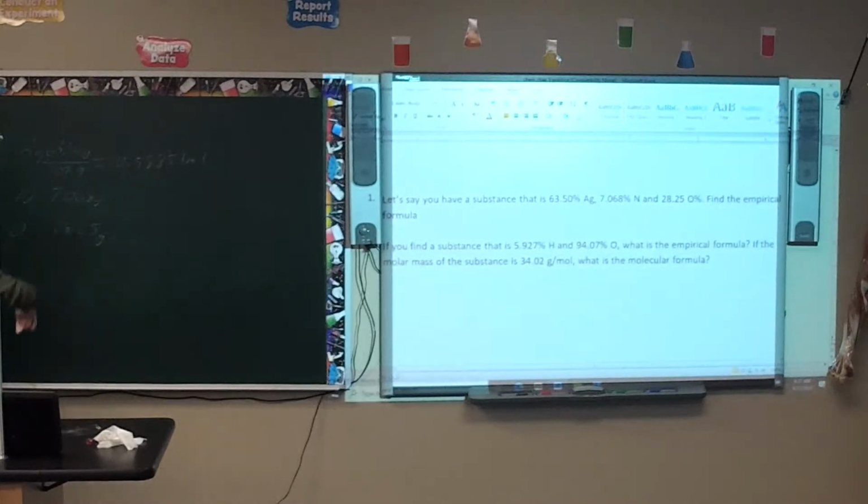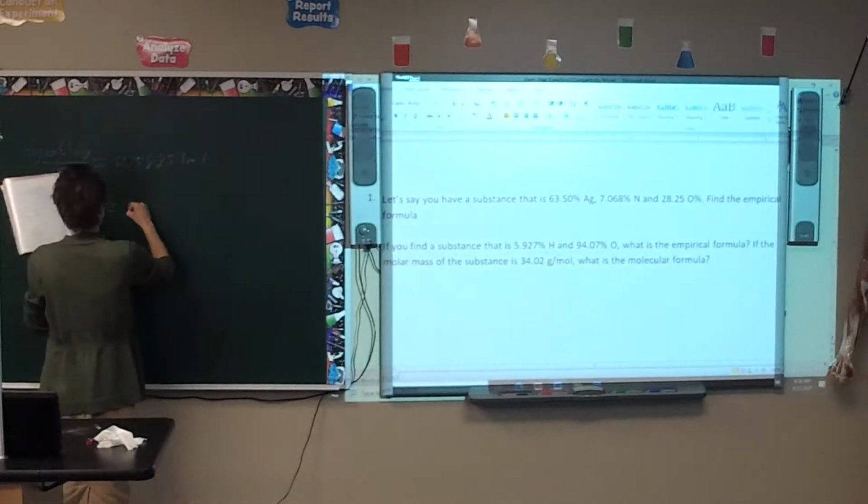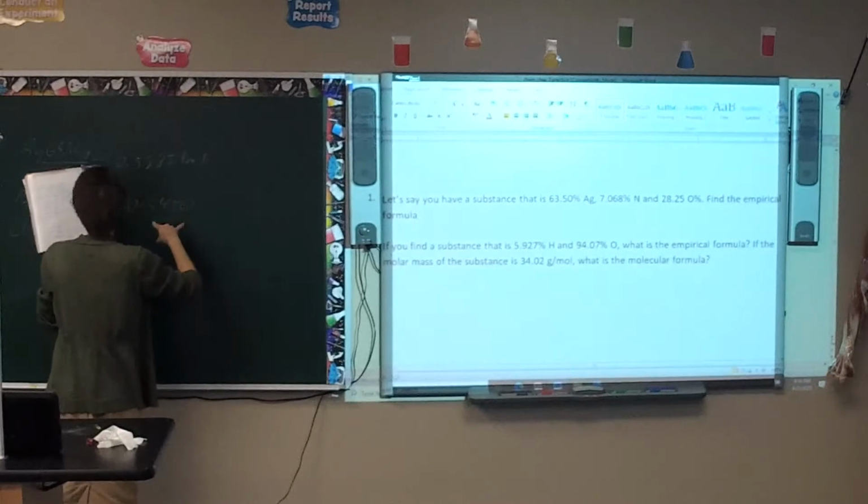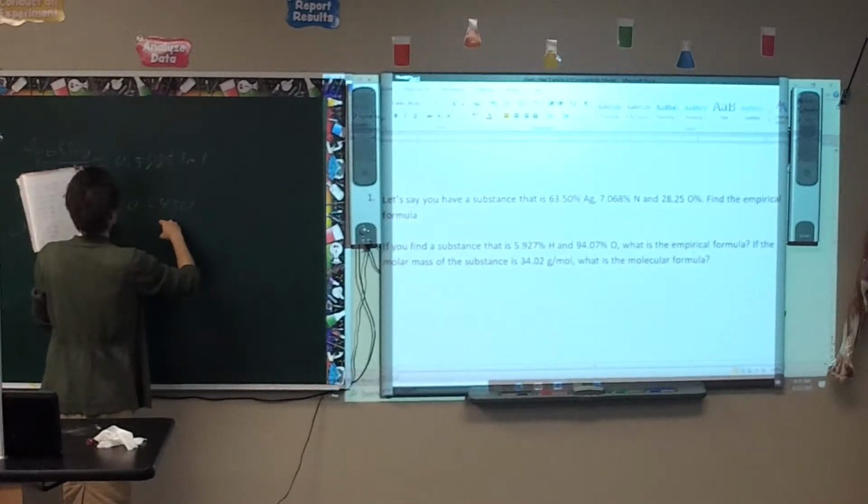Alright, so nitrogen weighs how much according to the periodic table? Sorry, this is nitrogen. Hold on, let me look. Nitrogen. 14.01. Good job. Alright, so divide. 7.068 divided by 14.01 is 0.5044967888. Good job. I messed up, that's where that was messed up. So that's moles.